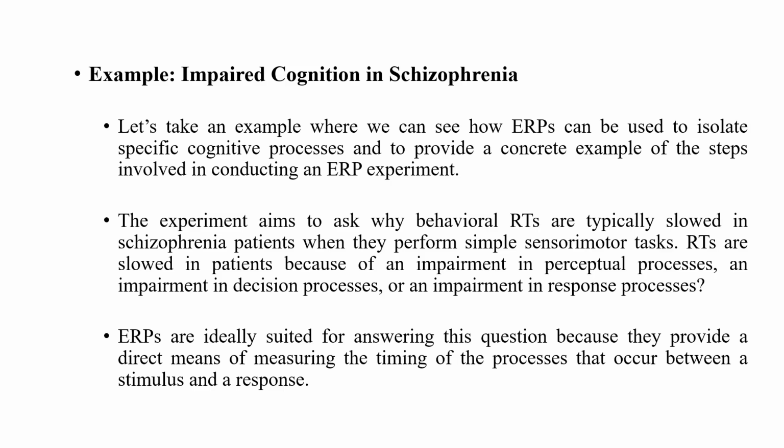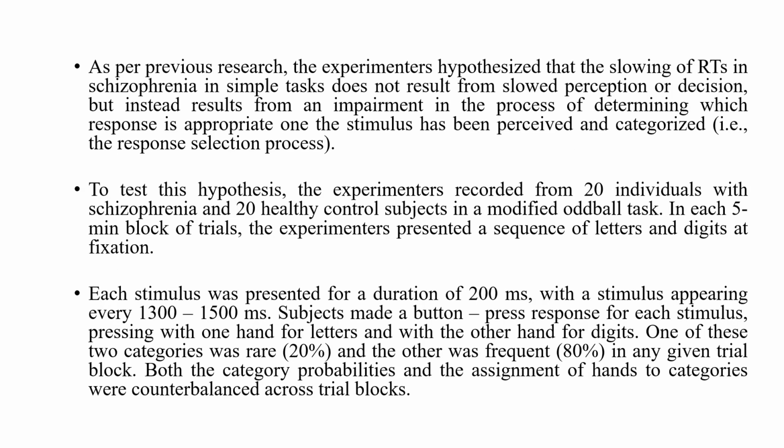Now, in these patients, RTs could be slowed down because of an impairment in perceptual processes, or an impairment in decision making, or an impairment in the response selection process. So, we are interested in using ERP to know what is causing the slower reaction time responses, and we are studying it through the ERP methodology. Now, ERPs are ideally suited for answering this question because they provide a direct means of measuring the timing of the processes that occur between the stimulus presentation and the final response.